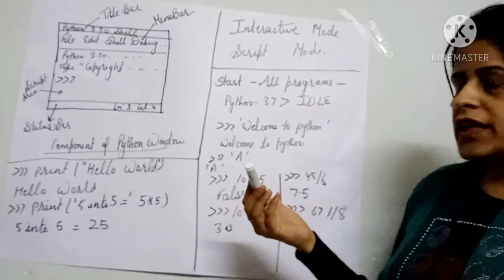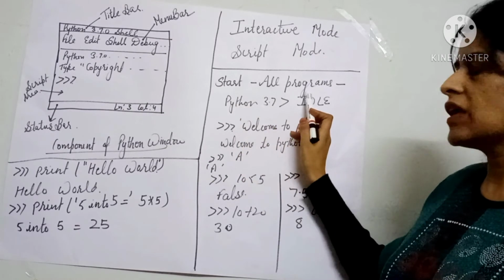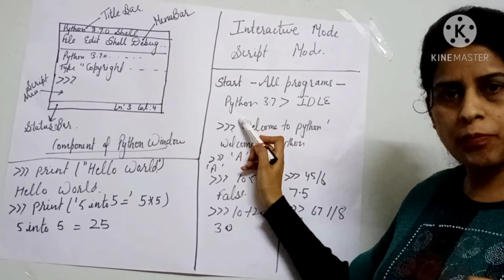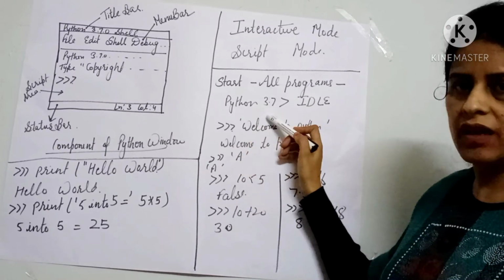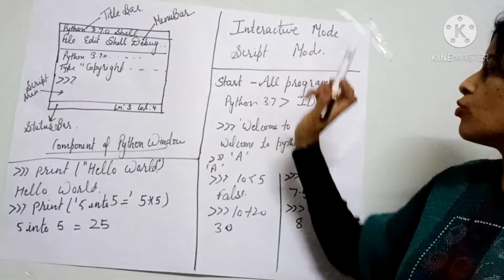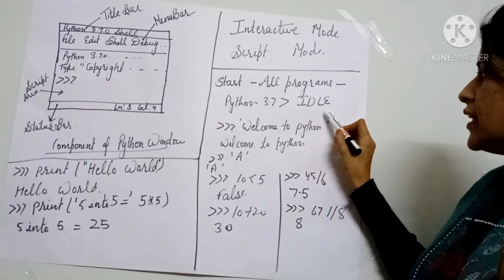When you have downloaded it, click on the start button. After the start button, click on all programs. After all programs, click on Python 3.7.0. It will show this icon if you have downloaded it. After that, if you want to work in interactive mode, go to IDLE. Then click on IDLE.